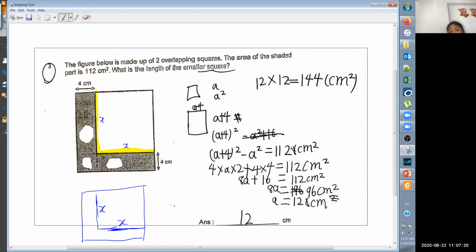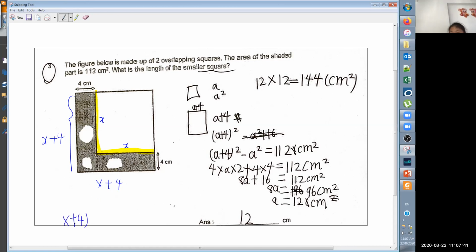So now I don't have to draw this anymore. This will be x plus 4. So x plus 4 times x plus 4 will be the area of the big square. You minus the small one, which is x squared, and you will get 112. Am I right?